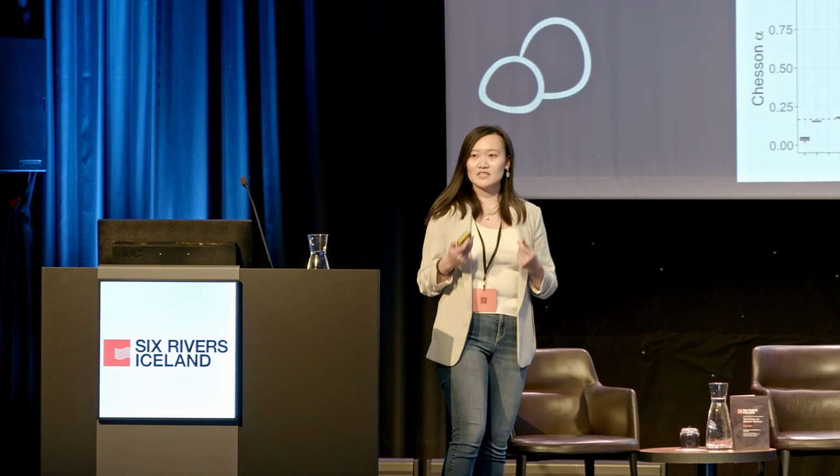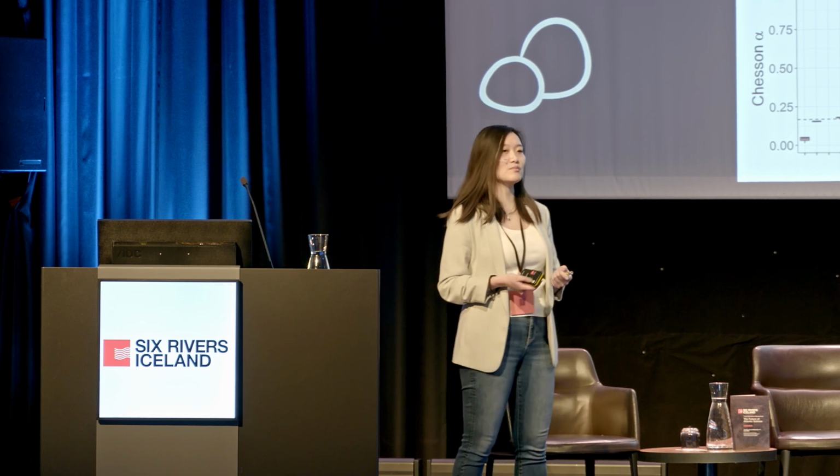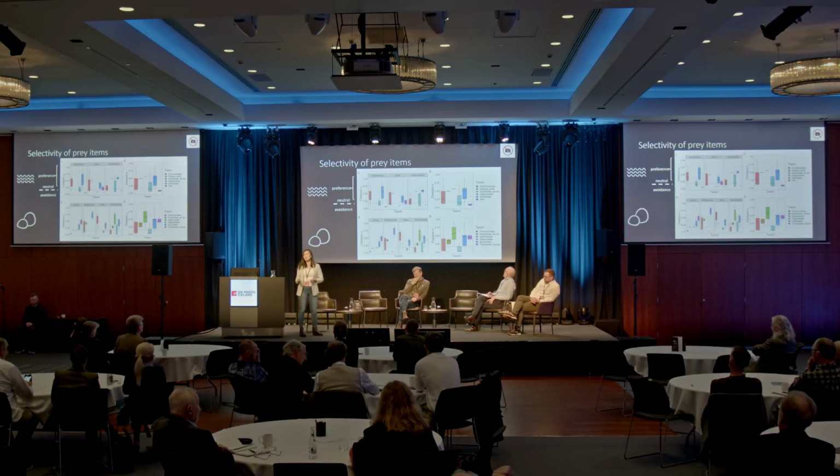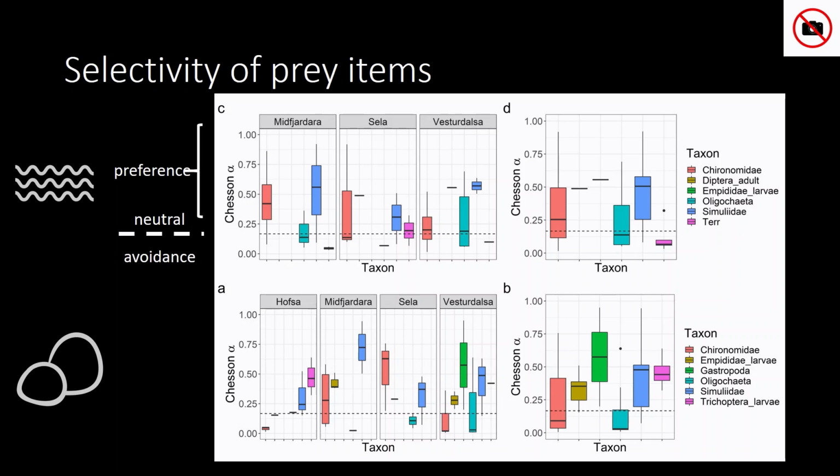Next, we want to see whether these juvenile Atlantic salmon are selecting for certain prey items over others, and so we use a selectivity index. This is the index that we use. Each of these graphs shows a dotted line, and that dotted line represents the neutral selectivity.